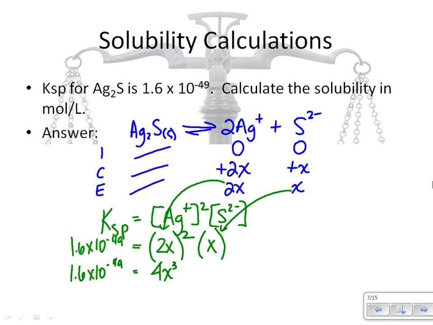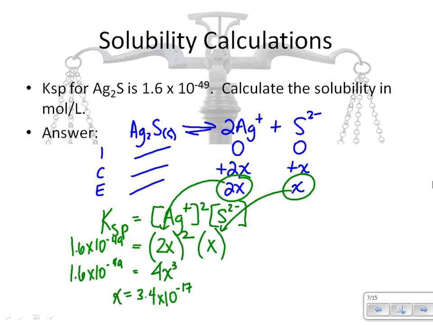So again, you guys should be able to figure that out on your calculator. You divide both sides by 4 and take the cube root of it. You should get that x equals 3.4 times 10 to the negative 17. So that gives you your final concentration of your sulfide ions. If you multiplied that by 2, it would give you the concentration of your silver ions.